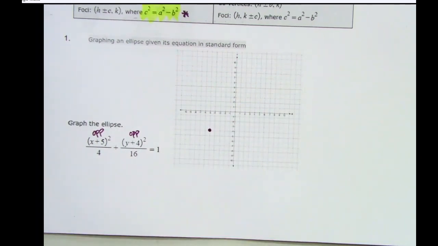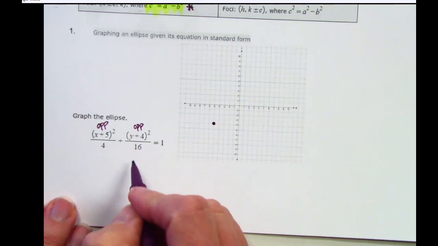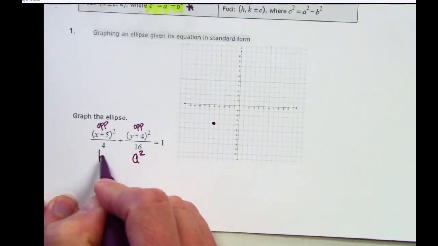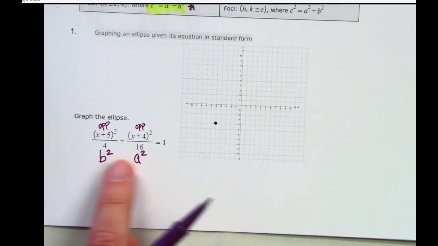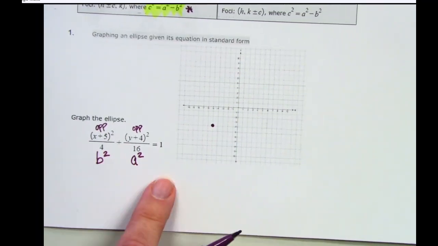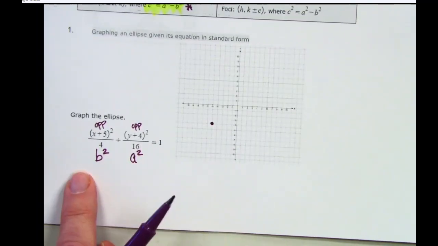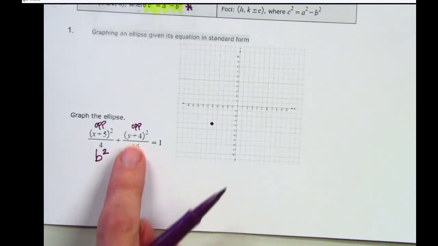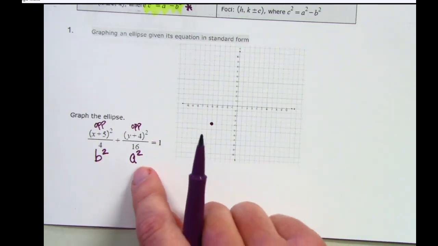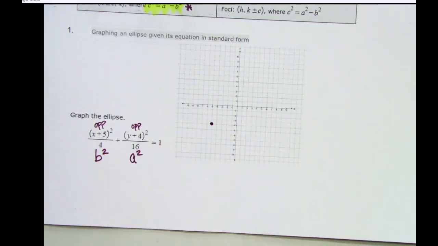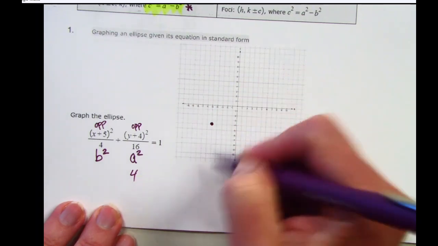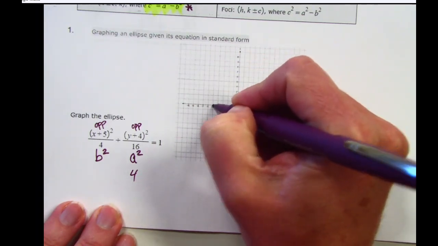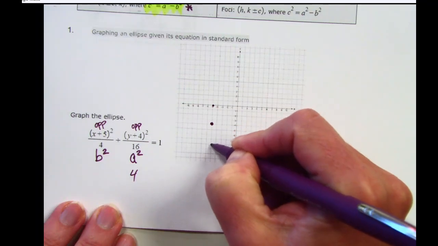Standard form, we love it. So this is a squared. This is b squared. A is always the bigger of the two. A and B can trade places. All these little sneaky things. So on our y-axis, the square root of that number is how far we go in either direction. So what's the square root of 16? So we're going to go 4 up, and we're going to go 4 down. So 1, 2, 3, 4. 1, 2, 3, 4.